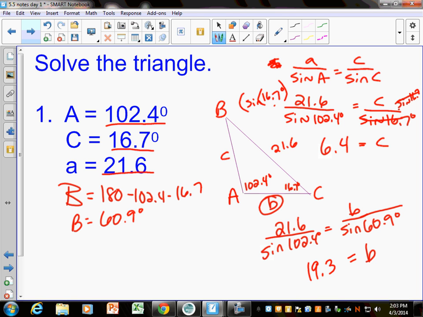How can you at least hope that your answer is reasonable? Remember that the biggest angle is always across from the biggest side, and the smallest angle is across from the smallest side. So when I take a test, I always make sure that my answers at least match that. 102 is the biggest angle, so side A should be the biggest, and it is. Angle C is the smallest angle, so side C should be the smallest side, and it is. And so I feel better about my answer when I'm doing that. Does that make sense? So three answers that you have here.